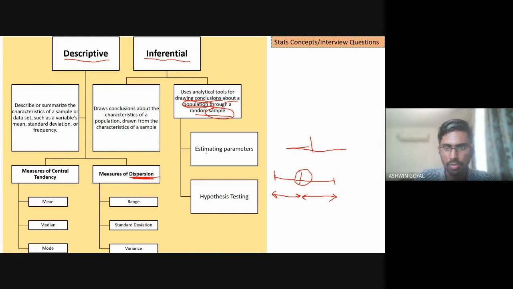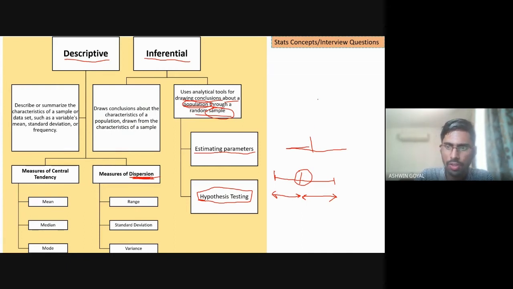And there are a number of methods. I can use linear regression. I can use a number of techniques for drawing conclusions. But two common ones are, first of all, I can estimate parameters that can be related to either linear regression or any other kind of regression. And the second most common one is hypothesis testing. And I have a separate slide dedicated to hypothesis testing. We'll be covering that in this lecture.